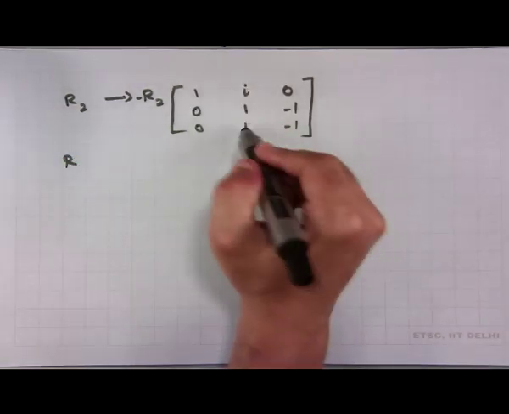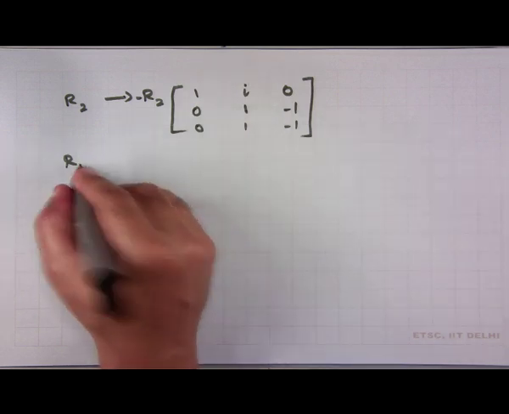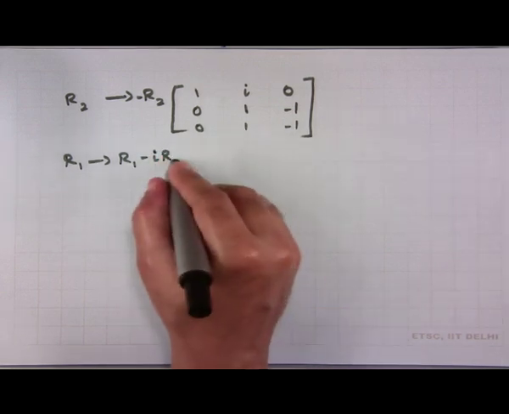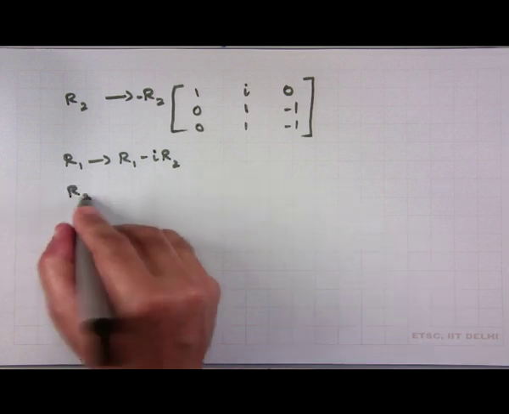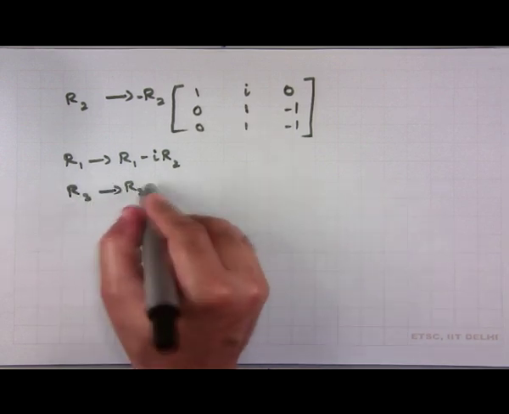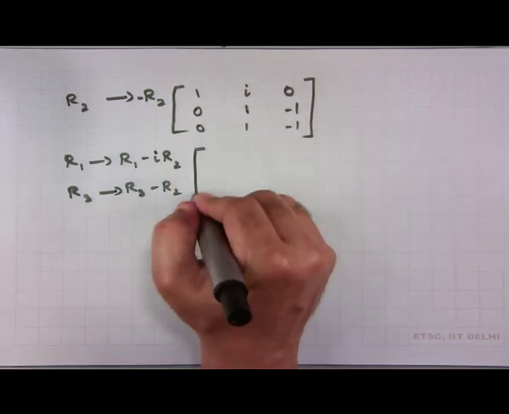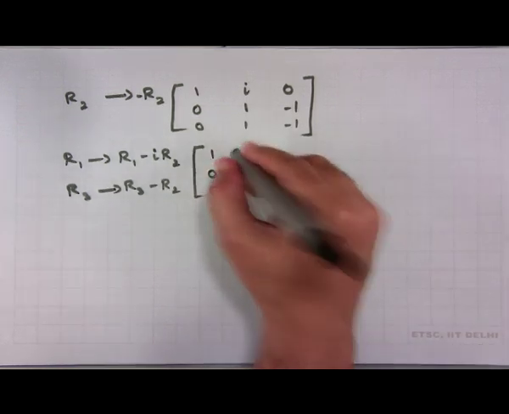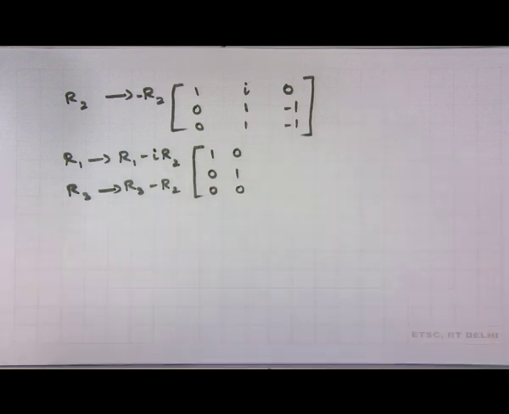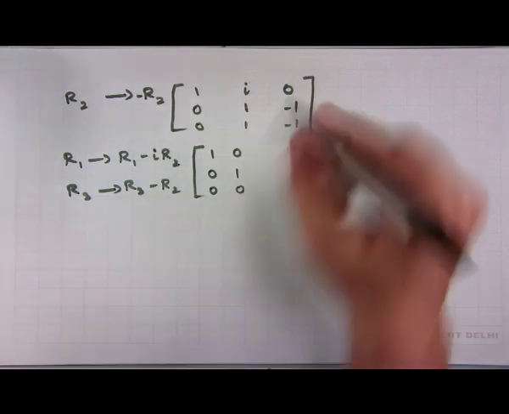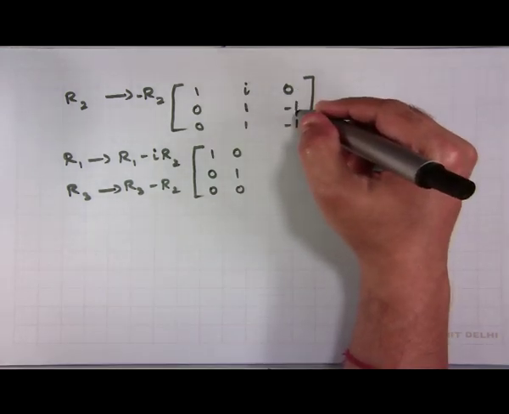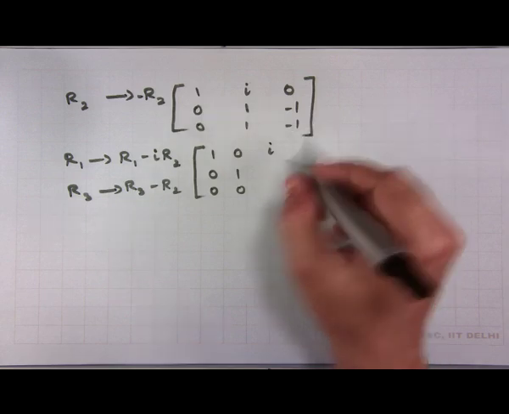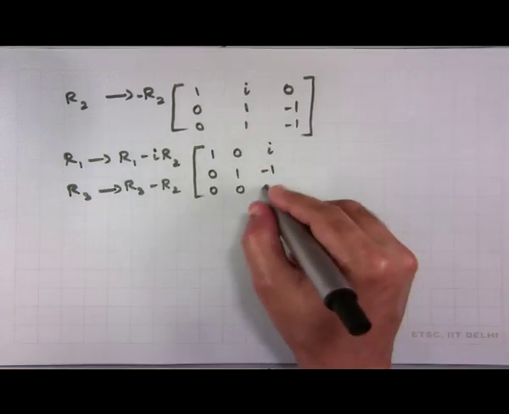Let us convert this i and 1 into zeros. R1 is replaced by R1 minus i times R2, and R3 is replaced by R3 minus R2. So, the first and second columns are going to look like 1 0 0 and 0 1 0. Now, let us do the remaining calculations. 0 minus i times minus 1 will just give me i. The second row remains as it is, and the third one is going to give me 0.